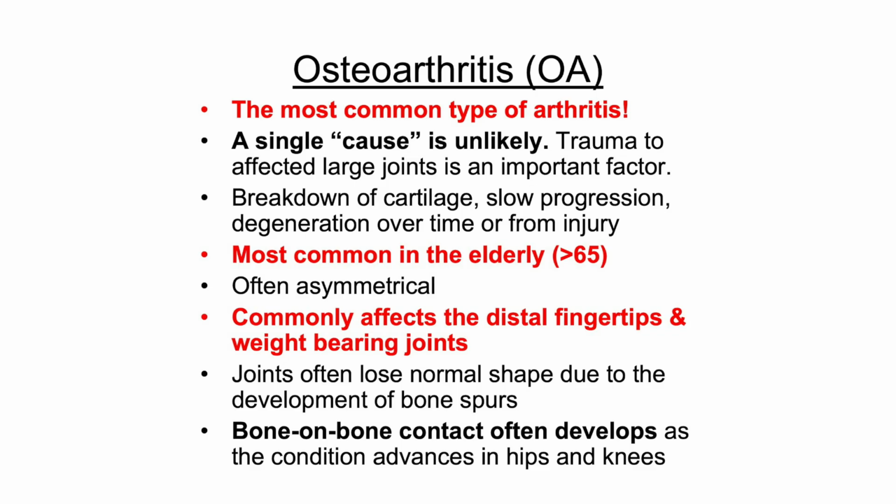Now, let's move on to osteoarthritis, a subject that is important for everybody in the room. I'll make a guess that 100% of you have some osteoarthritis, including myself. This is the most common form of arthritis, but a single cause is very, very unlikely. It's most common in the elderly, defined as over 65. Okay, you can define it any way you'd like, but that's generally how it's accepted.